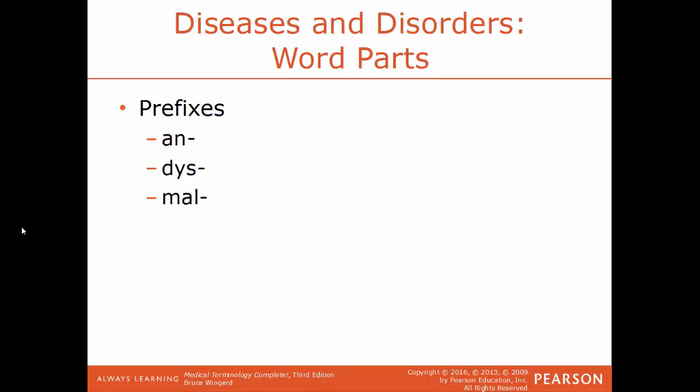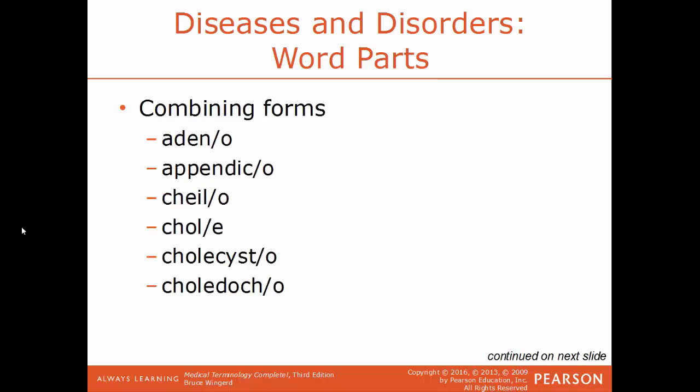All right, now we'll talk about some diseases and disorders and their word parts. We'll start off with the prefixes. The first one, an, means lacking or without. Dis and mal both mean difficult or painful. Some common combining forms that you'll see. Adeno is a reference to gland. Appendico is a reference to the appendix. Chilo is a reference to the lip.